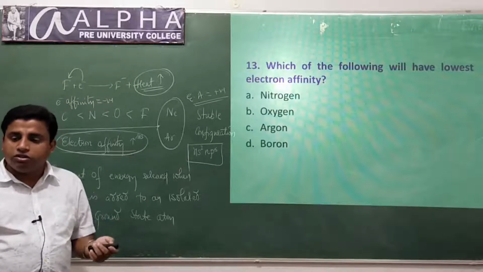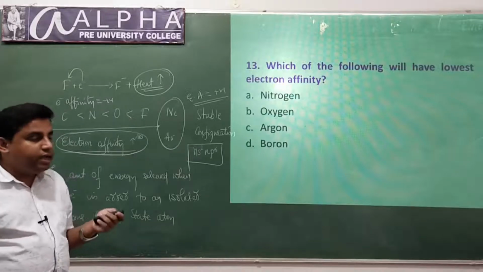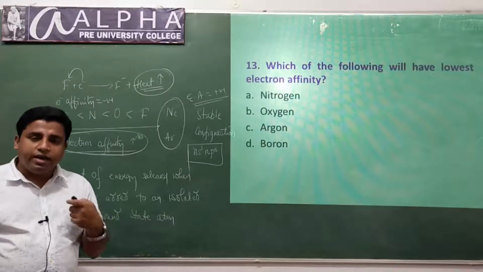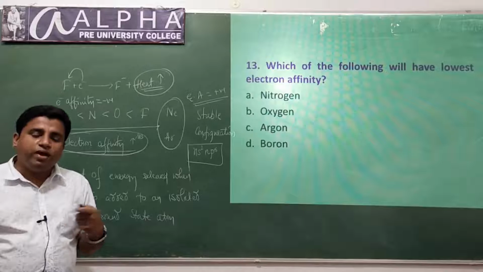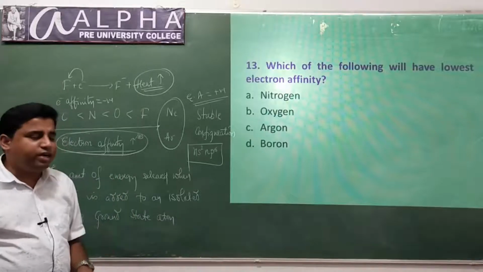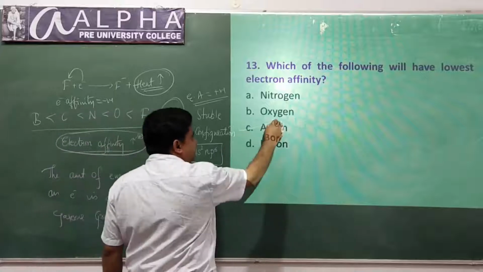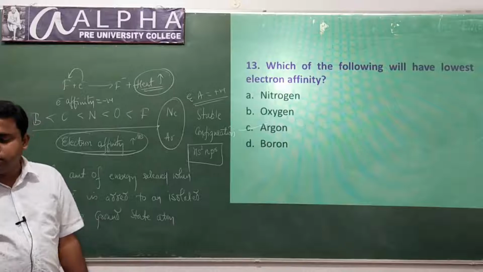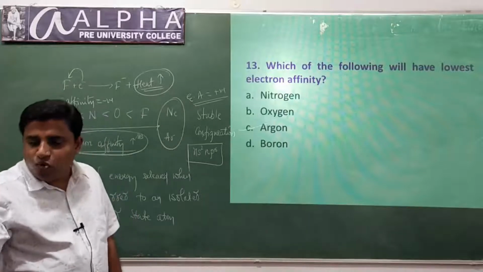Is it nitrogen, oxygen, boron or argon? Yeah, it is argon, because argon is a noble gas. It already has a stable configuration. It will be very difficult to add an electron to a stable configuration. Therefore, electron affinity of argon is least. Is that simple? So the answer is option C. Let me move on to the next question.